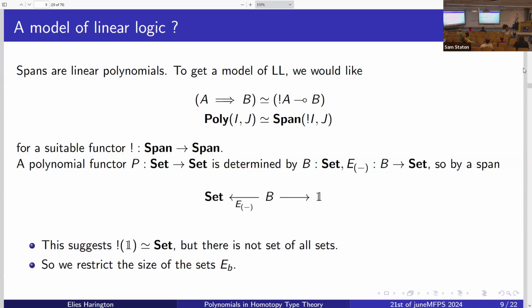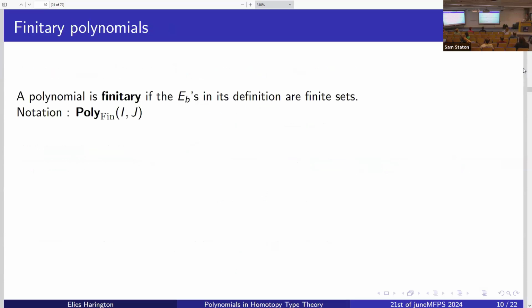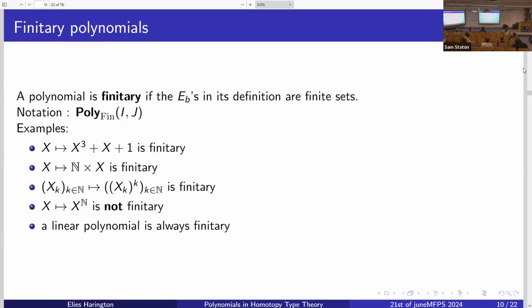And so in order to make sense of this, we're going to have to restrict our polynomials. For instance, we can restrict the exponents. And if we restrict exponents to be finite sets, we can here replace Set with finite sets or natural numbers maybe, and get something that actually lives inside the category of sets. So that's exactly what we're going to do. We say that the polynomial is finitary or finite if all the exponents in its definition are finite sets. And we use this notation for the type of finite polynomials between I and J.